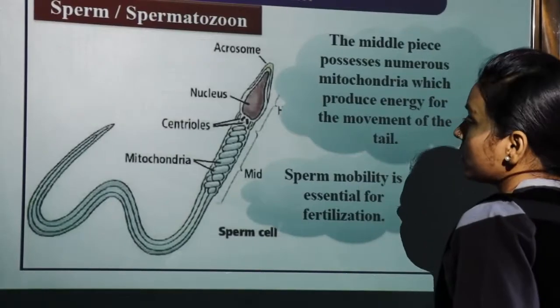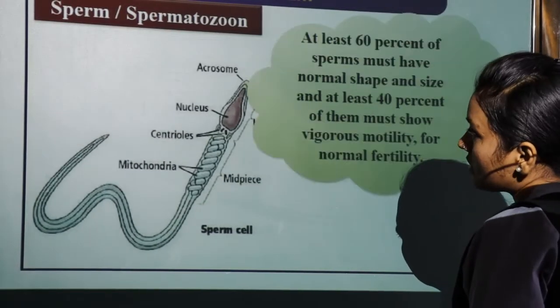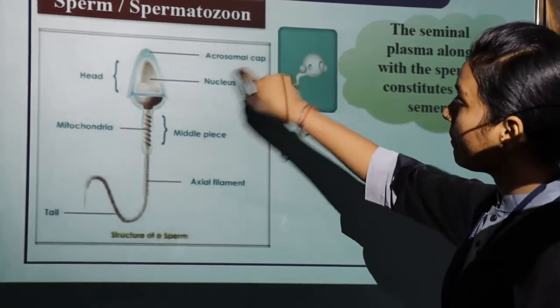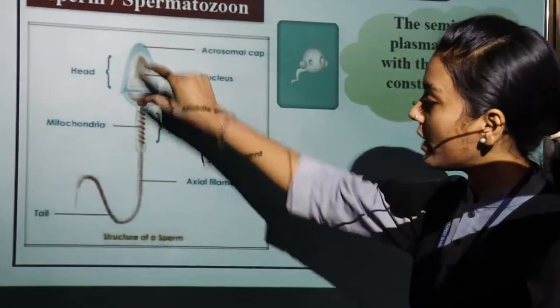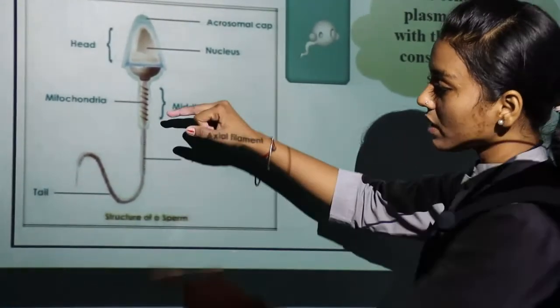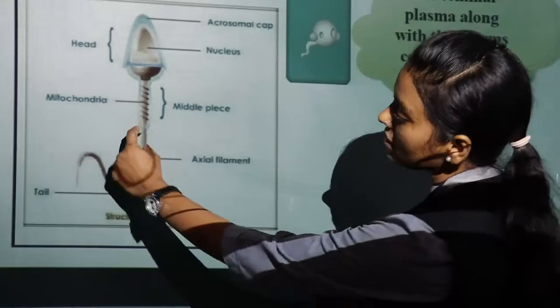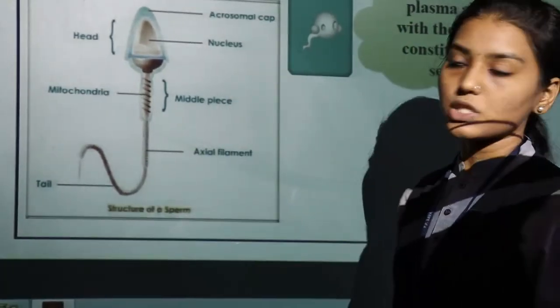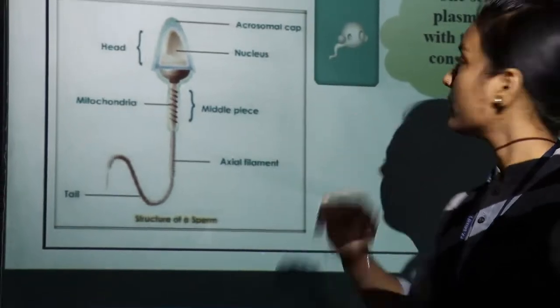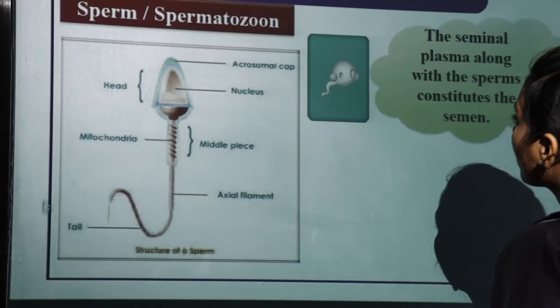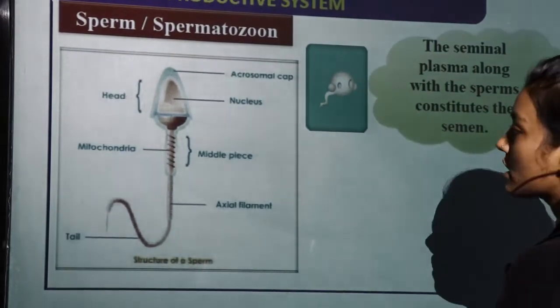Next we'll see the structure of it. Here you can see the acrosome cap, the nucleus present in the head part, mitochondria and a tail. The region between the tail and the middle piece, this filament-like structure, is known as the axial filament, which is moving towards the top. Seminal plasma along with the sperm constitutes the semen.